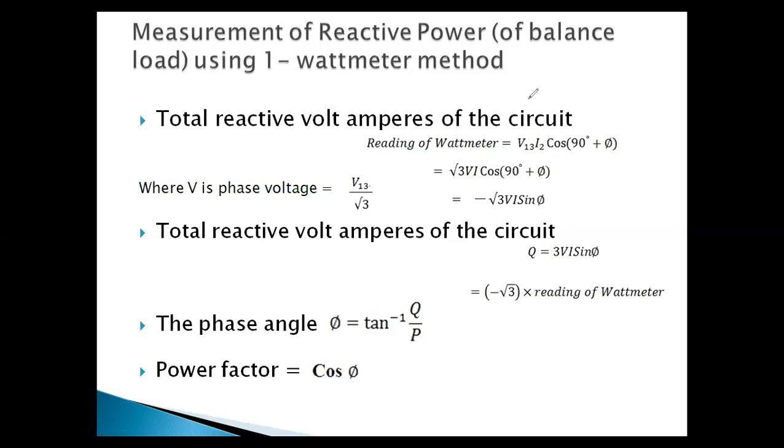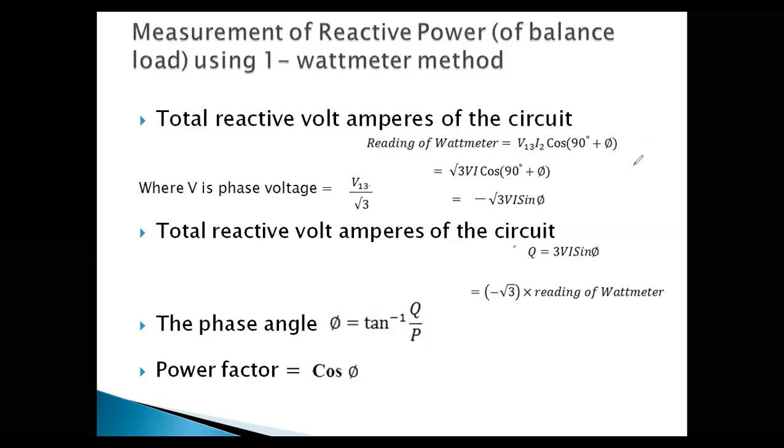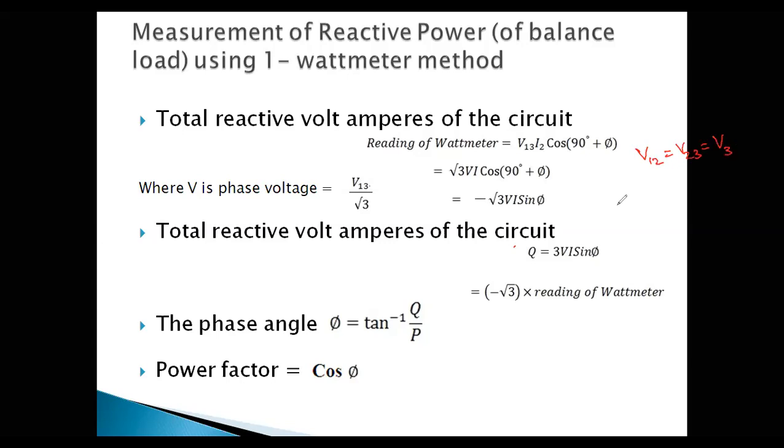Let me write the same. Because it's balanced and star connected, V12 equals V23 equals V31. Say this is equal to line voltage. V1 equals V2 equals V3, and this is equal to V. So these are line voltages and these are phase voltages.